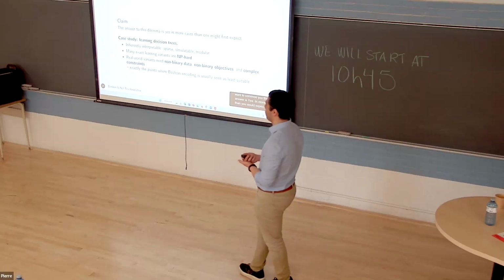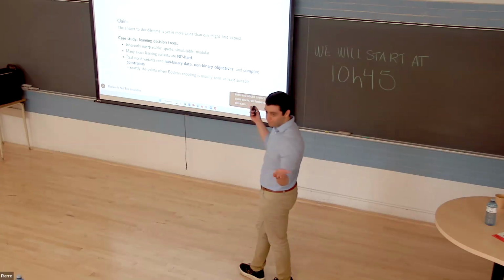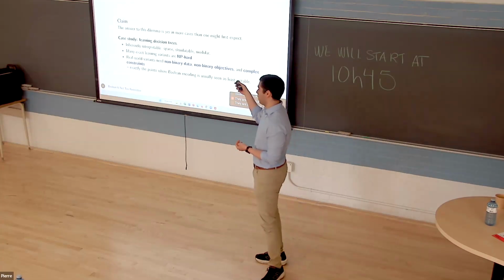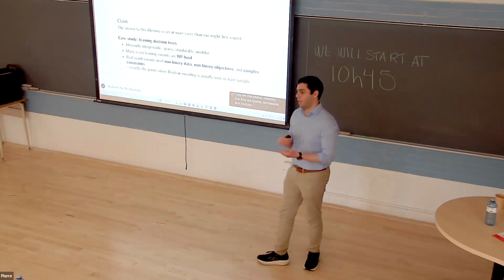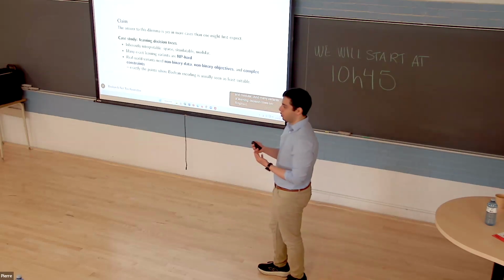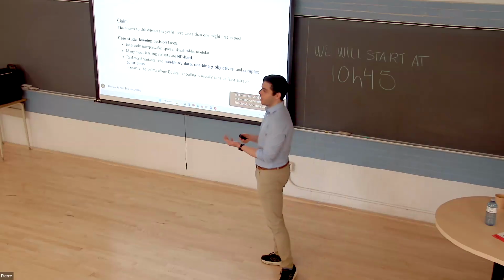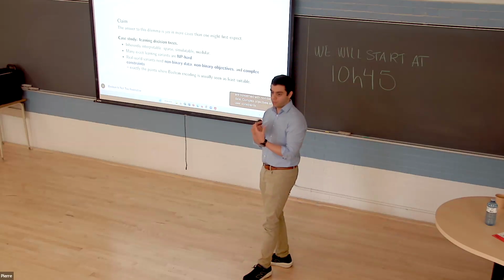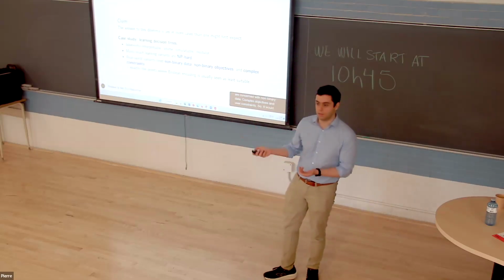As a case study, we focus on learning decision trees because they are very important models. They are interpretable, meaning that they are sparse, simulatable, and modular. Many variants of learning decision trees are NP-hard, and they are particularly concerned with non-binary data, complex objectives, and user constraints. So it would, at first glance, be challenging to encode them in Boolean.